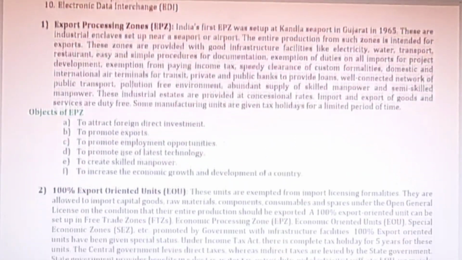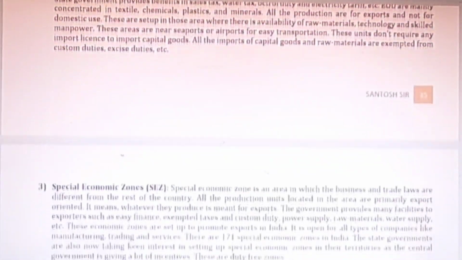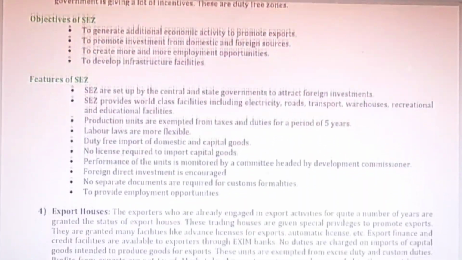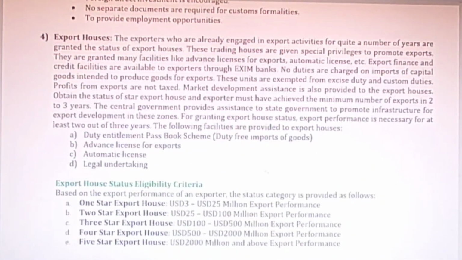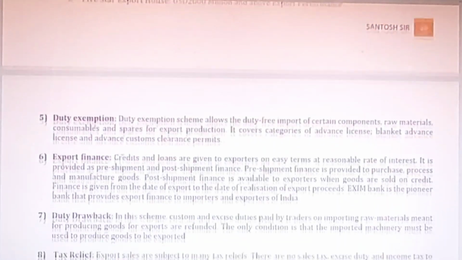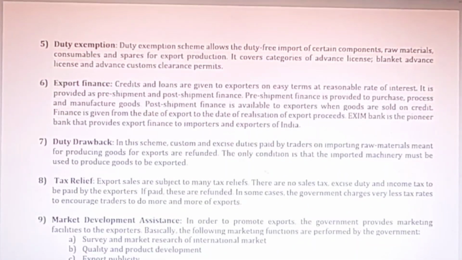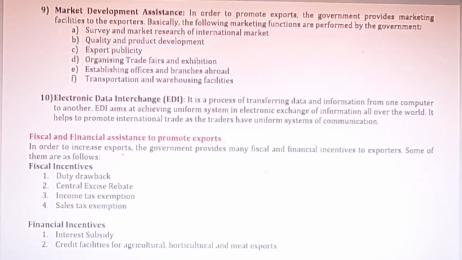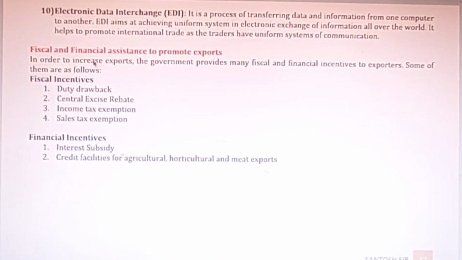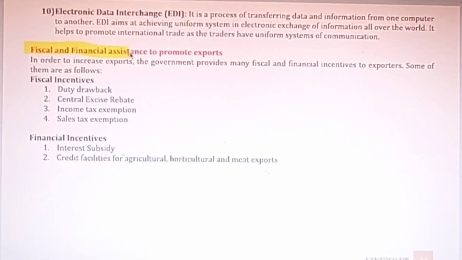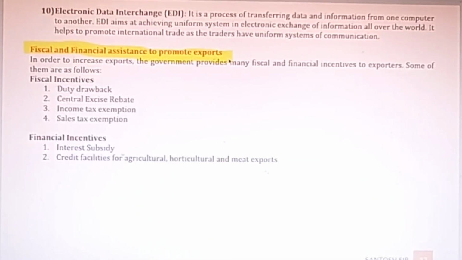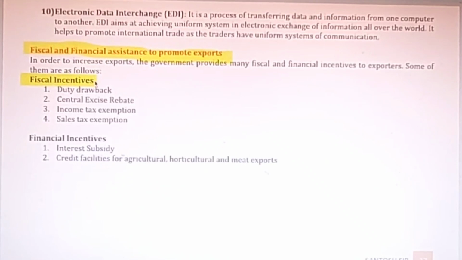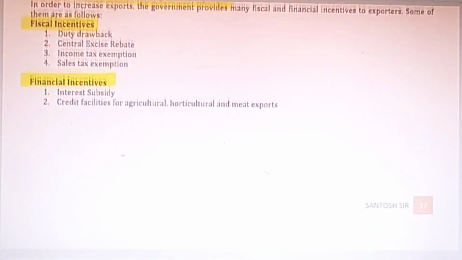And the more you can write on all of these, the more you get. That's the logic in MCOM. So you should concentrate more on developing your writing skills, right? Because you have very little time. In 3 hours you have to complete very big answers. And this came in the June 2022 exams: fiscal and financial assistance to promote export trade. These are a few fiscal incentives and financial incentives. This question came in the exams in June, right?